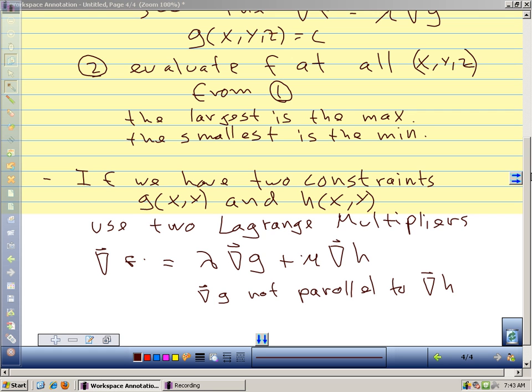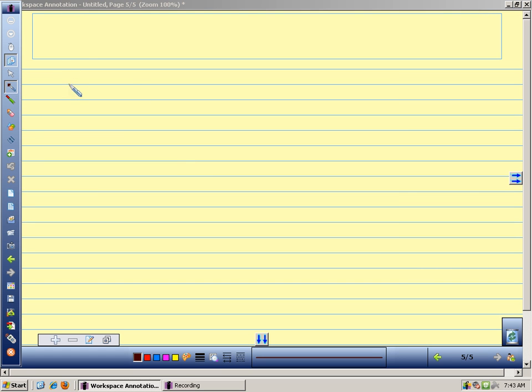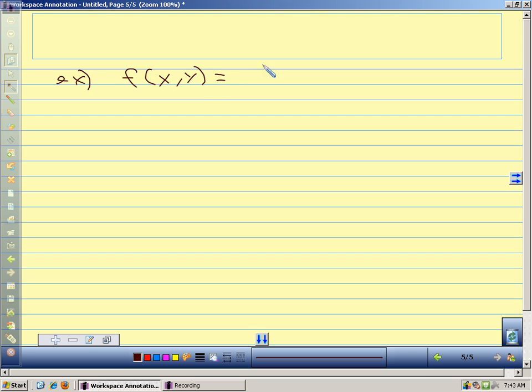Questions before we do an example? All right. So let's look at an example. So we have f of x y equals e to the minus xy over 4. And we're optimizing this. And our constraint is x squared plus y squared is less than or equal to 1.